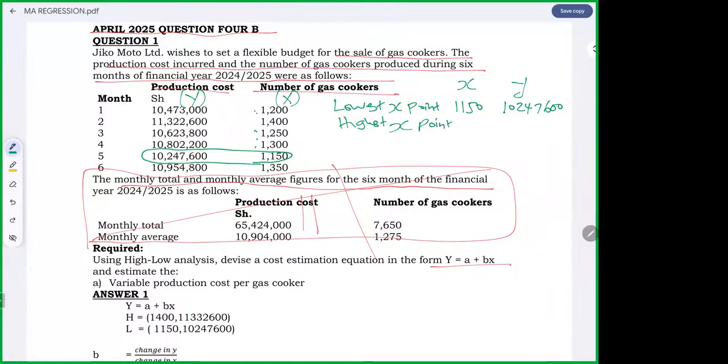Now we have the highest X point. For the highest X point, you look for the very highest amongst the X. The very highest here is 14. I will not care whether the corresponding point is the highest or not. I pick it as a point. So remember, I'm starting with X here, which is 1400 vis-a-vis 11,322,600, like that. Now, my very good students, I've been able to get the highest and the lowest points.